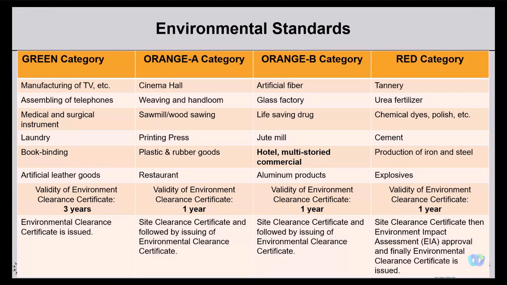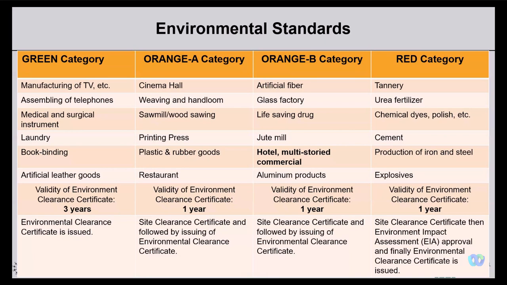Environmental standards: green category, orange A category, orange B category, and red category. Green includes manufacturing of TVs, assembling of telephones, medical and surgical instruments, and a lot of things. Under this category, you will have a validity of the environmental clearance certificate for 3 years, and you will only need an environmental clearance certificate for this category of structures. Orange A is a category of structure where you will have a validity of the environmental clearance certificate for 1 year, and you will need a site clearance certificate as well as the issuing of an environmental clearance certificate.